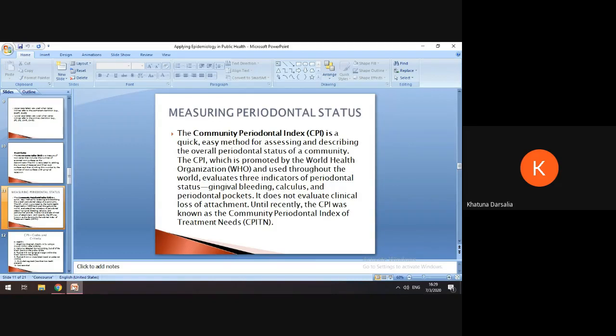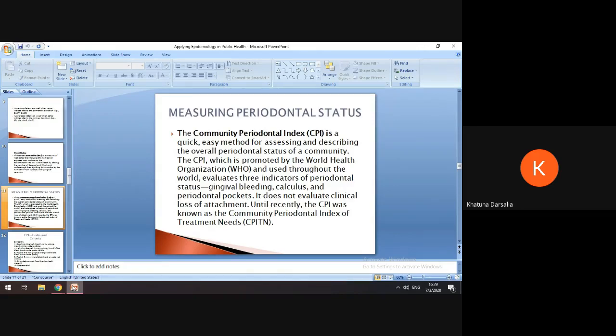Until recently, the CPI was known as the Community Periodontal Index of Treatment Needs. Changing patterns of periodontal treatment, however, have invalidated the treatment needs portion of the original index.